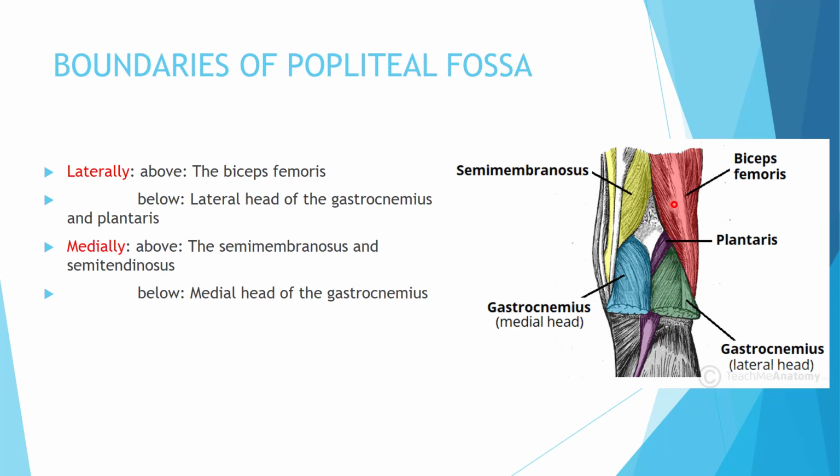Again, I will repeat, this popliteal fossa is bounded above by the muscles of the posterior compartment of thigh, laterally by the biceps femoris and medially by the semimembranosus and semitendinosus. Below, it is bounded by muscles of the posterior compartment of leg or the calf muscles. Laterally, they are gastrocnemius and plantaris, and on the medial side there is the medial head of the gastrocnemius. On the lateral side there is the lateral head of the gastrocnemius, and on the medial side there is the medial head of the gastrocnemius.